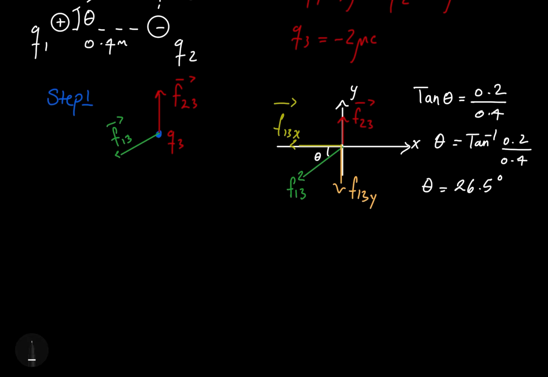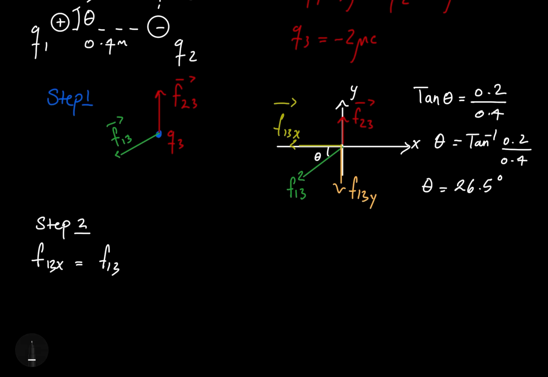Okay, so let's go ahead and try the second step, or step number 2. What we have to do now is find the components of the force in the x direction. The component of the force in the x direction is going in the negative direction. So we can say that it's going to be F1 on 3.